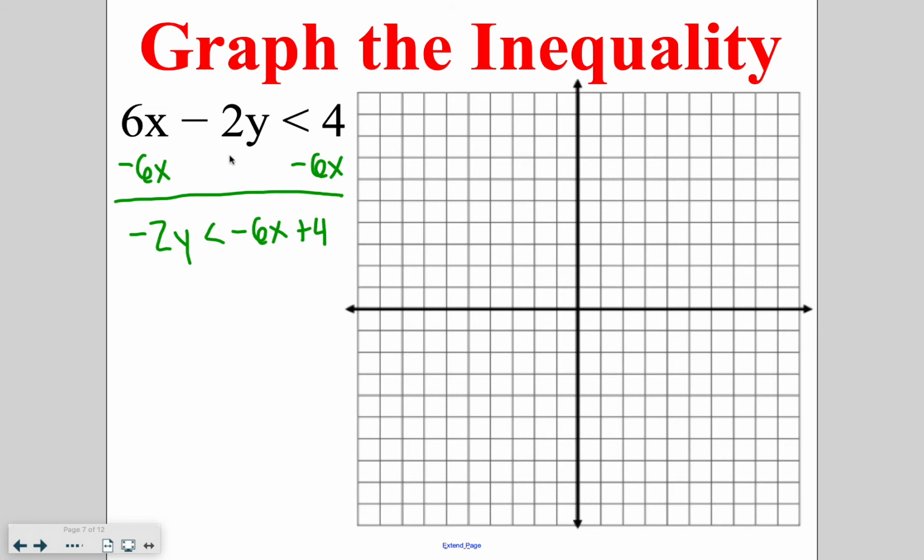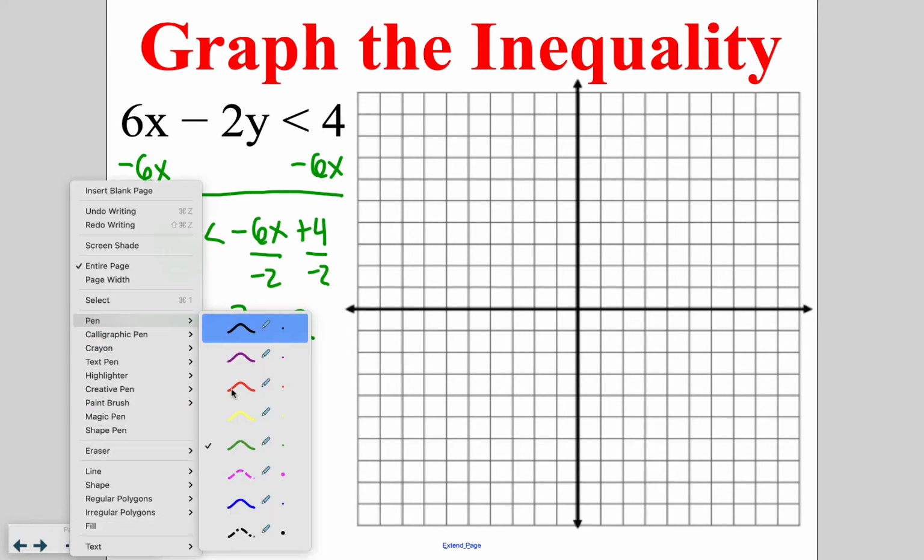Remember, when you are solving and you divide an inequality by a negative, so in this case, I am dividing by negative 2, we have to flip the inequality sign. So I'm going to now have y is greater than, negative and a negative make a positive, 6 divided by 2 is 3x, and then positive 4 divided by negative 2 is going to give me a negative 2.